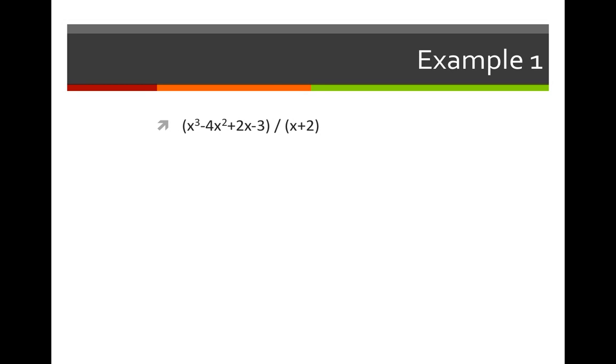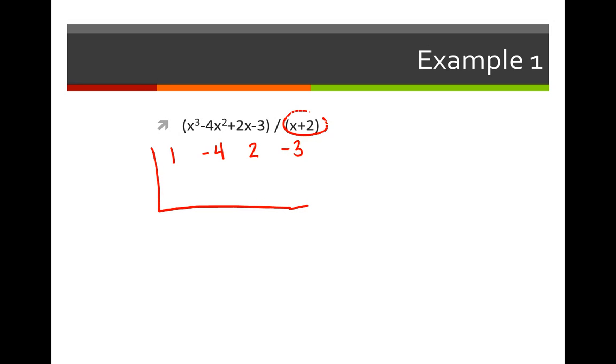So here's our first example. We're dividing by x plus 2. We've got our polynomial here. The first thing we're going to do is set up this box with the coefficients from the original polynomial right across. So here we've got a 1x to the third, a negative 4x squared, a 2x, and a negative 3.